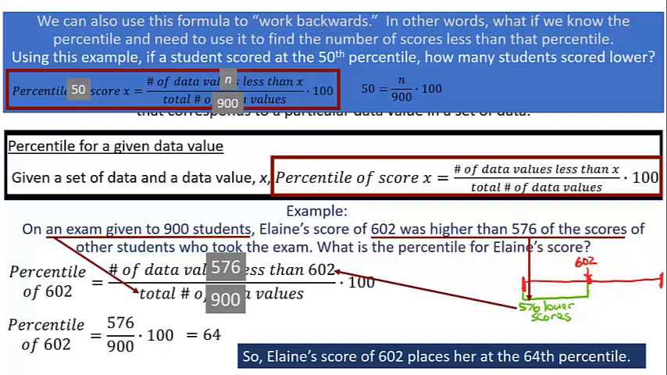the entire fraction times 100. If you divide 100 and 900, you get a 9 in the denominator, so you really get 50 is equal to n over 9. And if you cross multiply, you'll find out that 450 students scored below the 50th percentile.